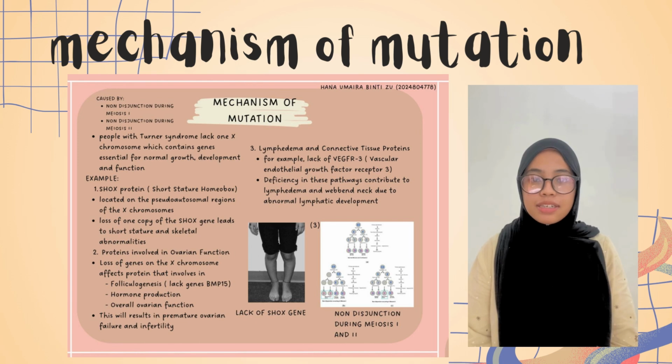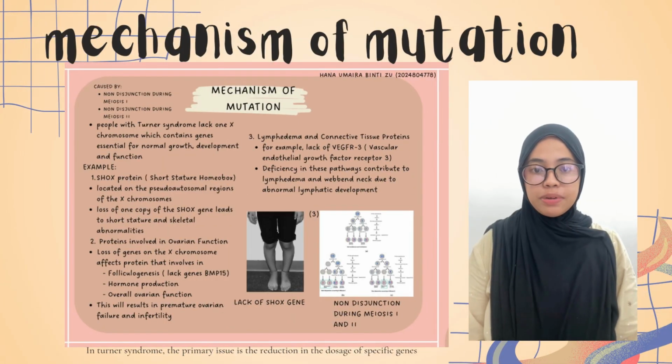Today I will explain about the mechanism of Turner syndrome. In general, Turner syndrome is caused by either non-disjunction during meiosis 1 or non-disjunction during meiosis 2. This will lead to complete or partial loss of one X chromosome. People with Turner syndrome lack one X chromosome, which contains genes essential for normal growth, development, and function.